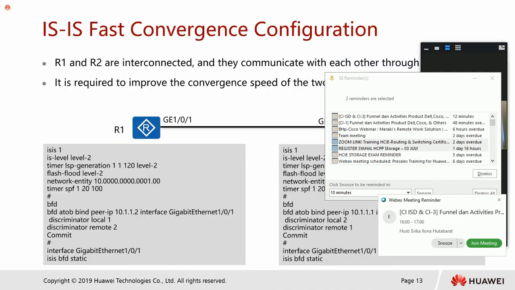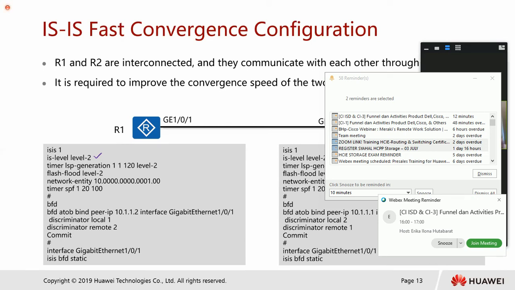Next, the ISIS fast convergence configuration, and this is how we perform the configuration. R1 and R2 are interconnected and they communicate with each other through ISIS. It is required to improve the convergence speed of the two routers through BFD. Over here I have specified only IS level 2, so it's a good choice as well. Since it's only point to point, there is no point in sending level 1 LSP as well as level 2 LSP together.